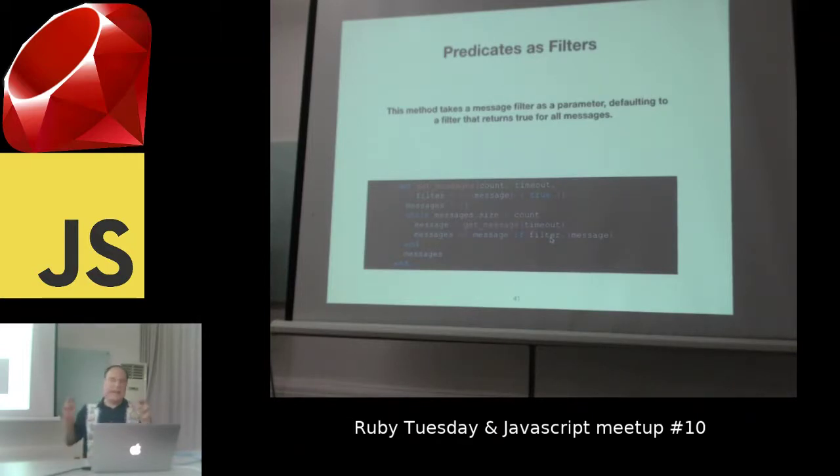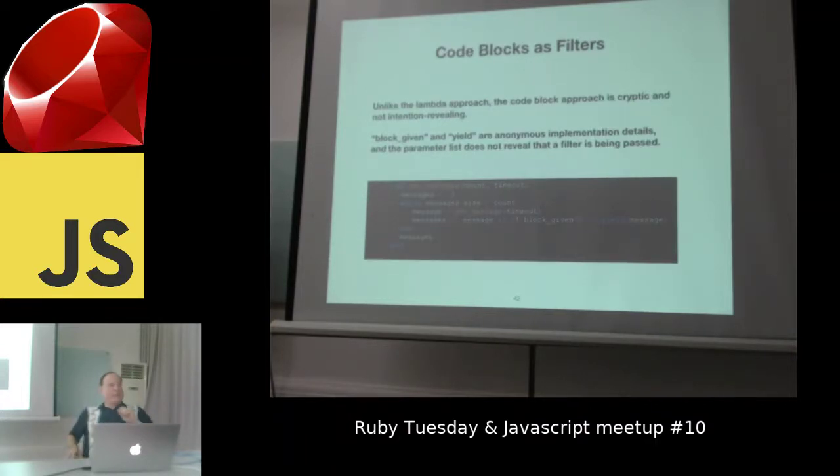The idiomatic Ruby way of doing something like this is with a block. So let's see what that looks like. This is what it looks like. Do you see the word filter anywhere? Do you see anything in the method definition, that first line, that indicates that a filter is being passed? I rest my case.